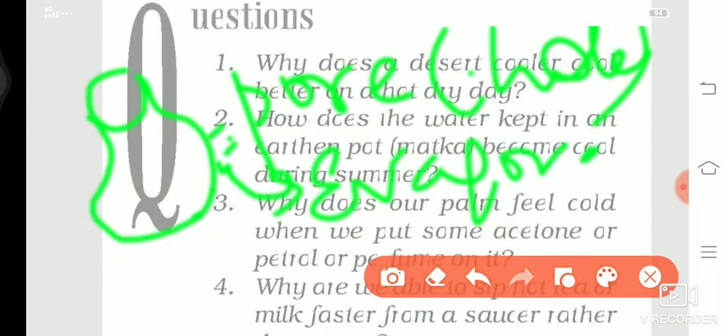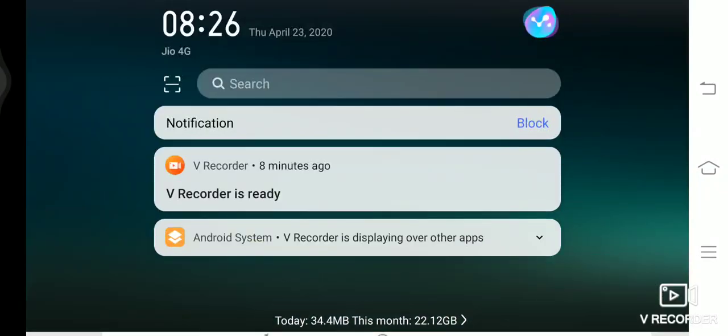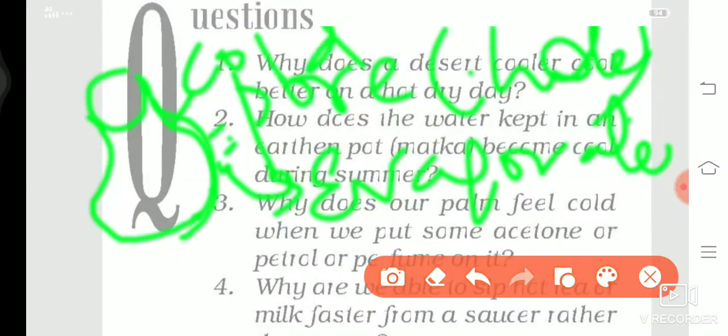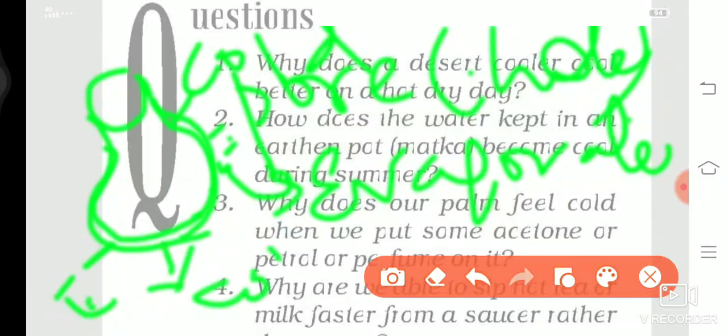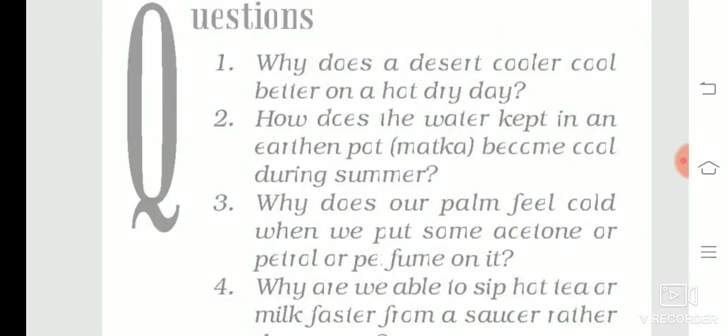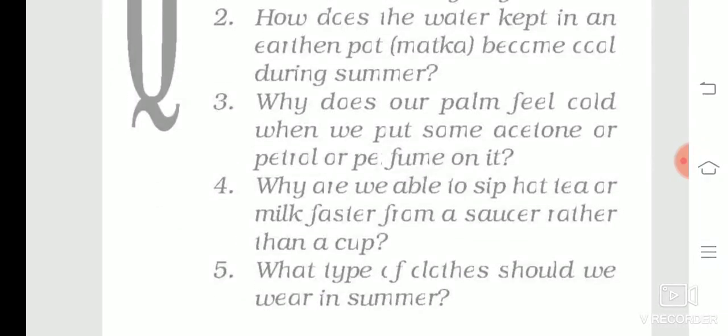When water evaporates, what will happen? The earthen pot surface gets cold. When the evaporation is taking place on the surface, right? As a result, the surface of the earthen pot will be cold, and this makes the water inside cold, right? Now, why does our palm feel cold when we put some acetone? Already we discussed.